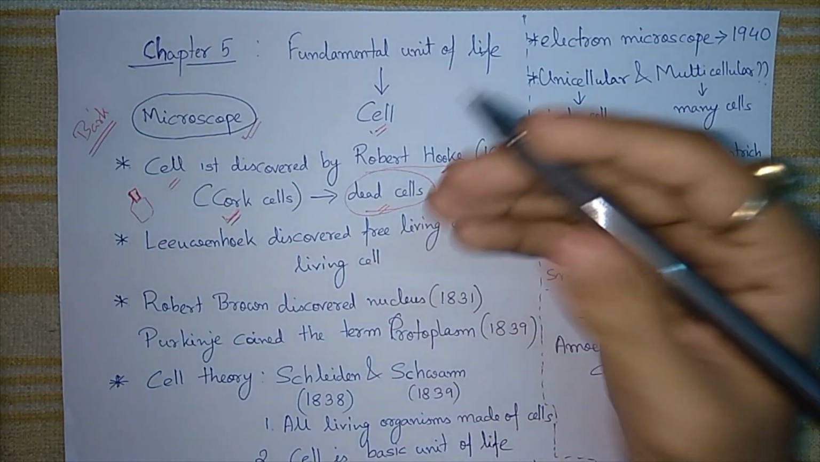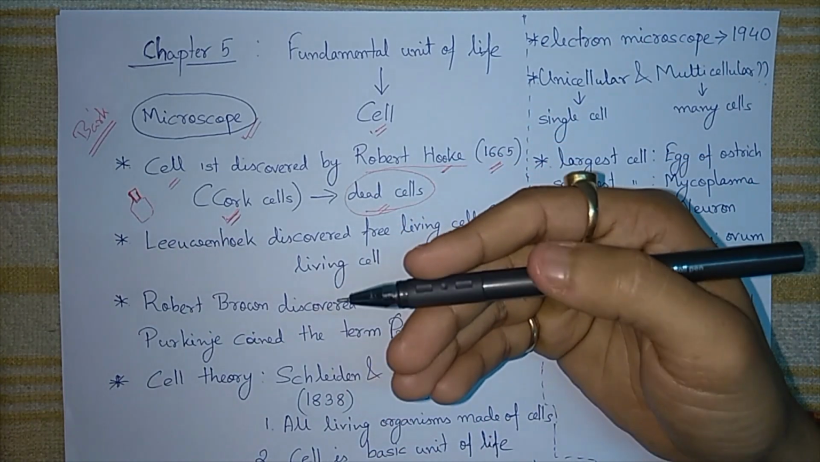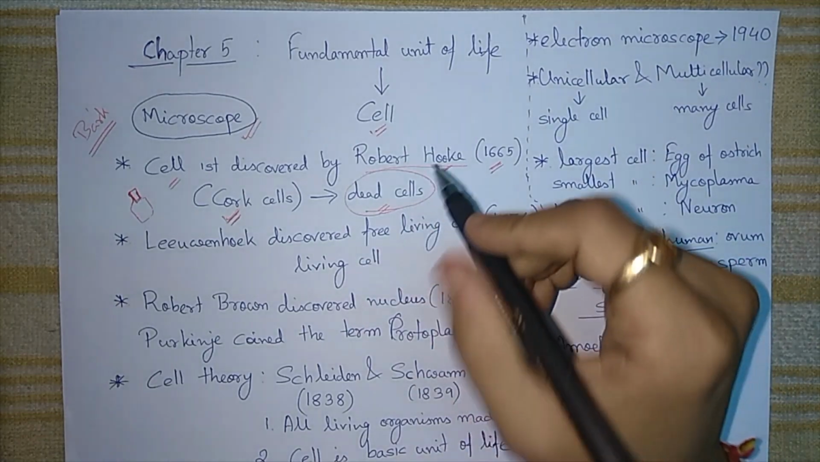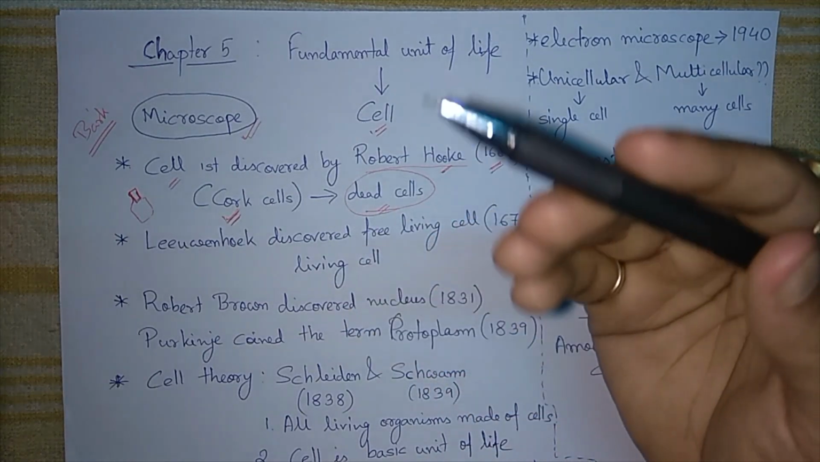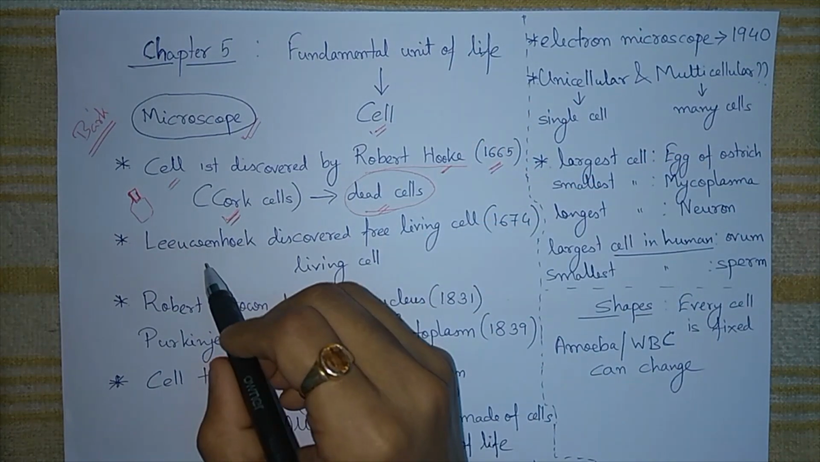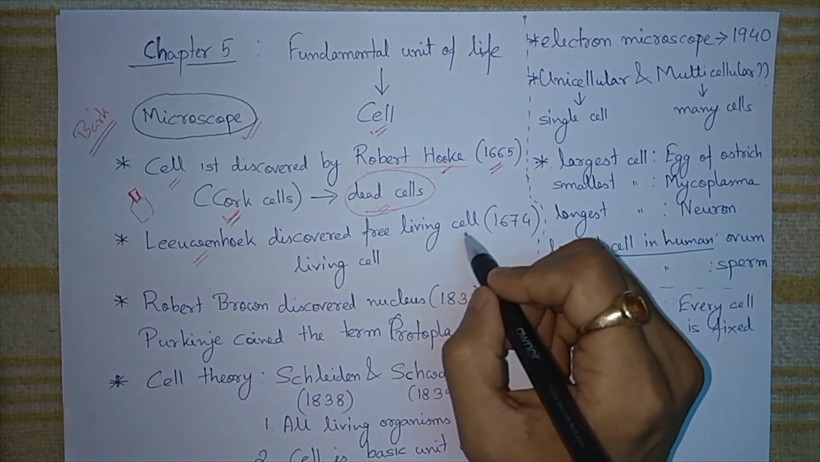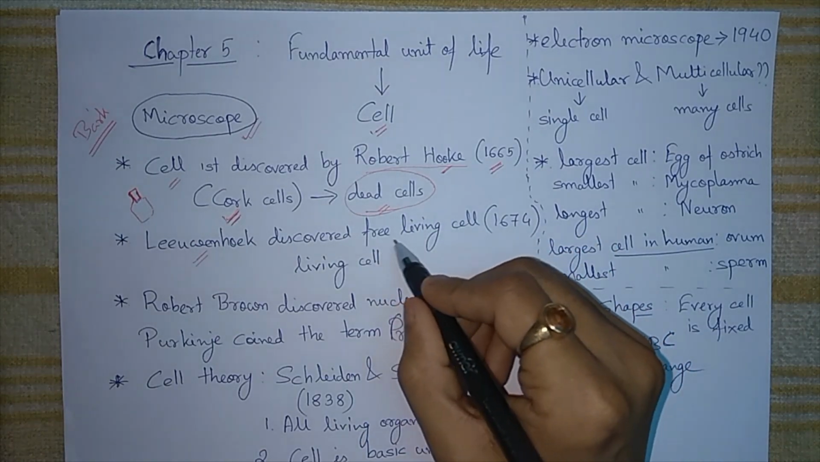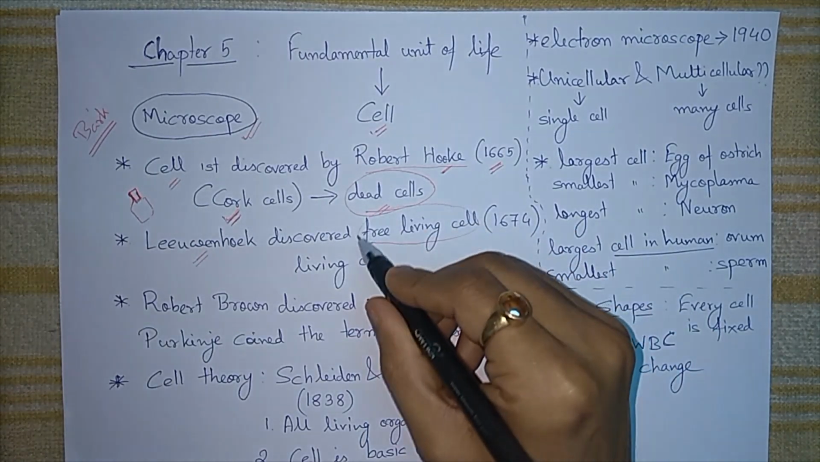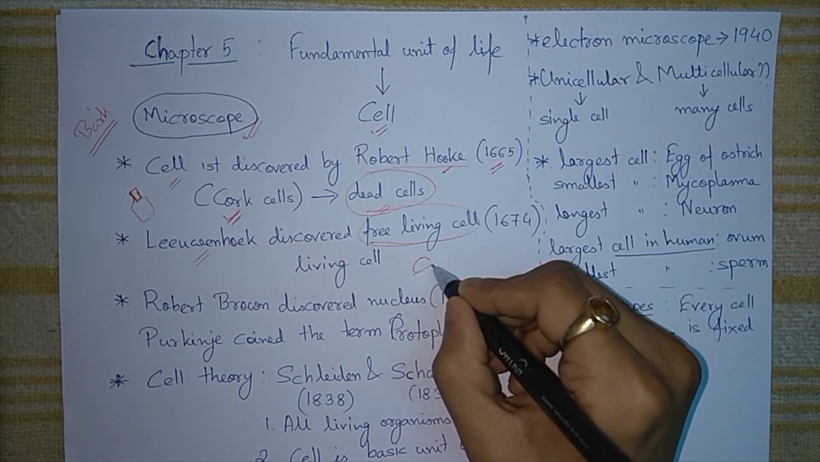So who first observed cells? Robert Hooke. Now the question may come: who first discovered or observed the first living cell, because Robert Hooke discovered dead cells? So here is the answer. Leeuwenhoek discovered the free living cells. Okay, free living cells. He observed these living cells in a water sample.